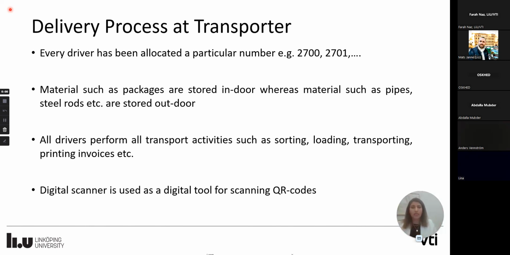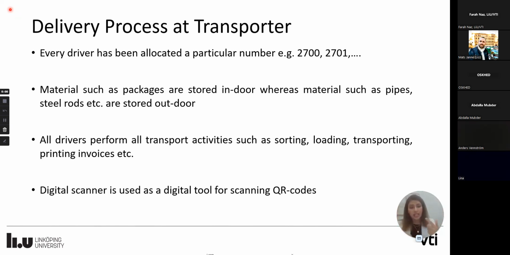So, the delivery process at the transporters. These are a few things that I want to mention here, because in my coming slides, I will refer to these things a few times. Every driver has been allocated a particular number, for example, 2700, 2701. They perform all their activities as per the allocated number. There were 4 drivers, and every driver had their own allocated number.